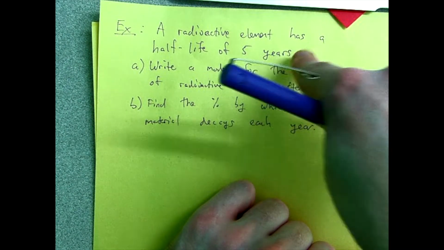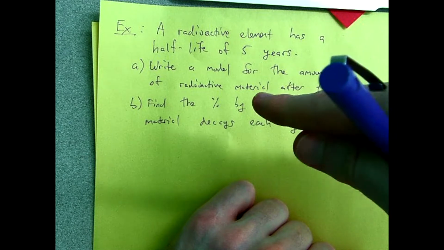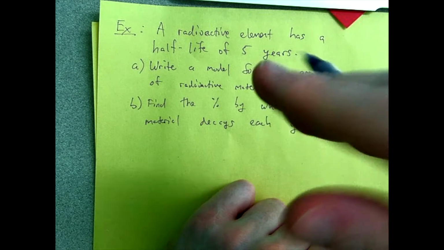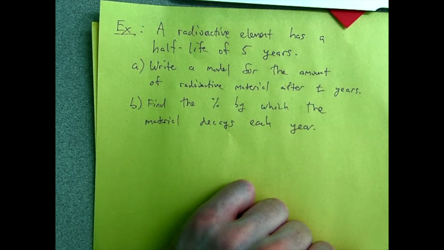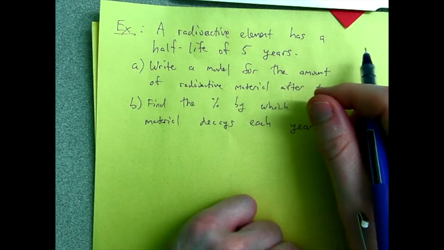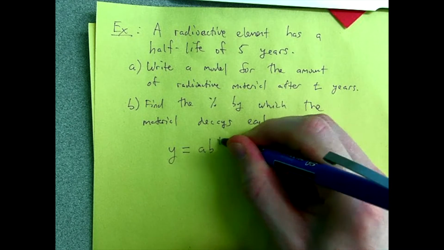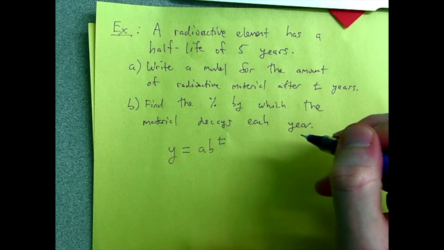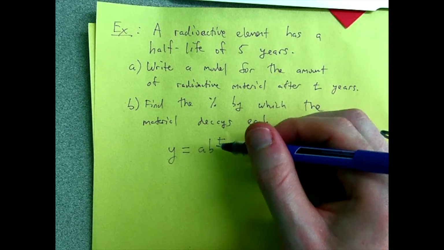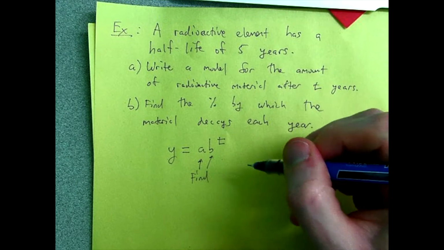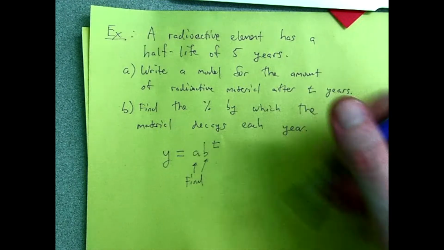That tells you that you are looking at an exponential model. Why? Because every so often you're cutting something in half, which means every so often you're multiplying by 1/2. And that is the defining characteristic of an exponential function: you're repeatedly multiplying by some number, in this case 1/2. So, knowing that I have an exponential model, I can start with my prototype, y equals a b to the t, and all I have to do now is find a and find b, very similar to what I did in the previous problem.